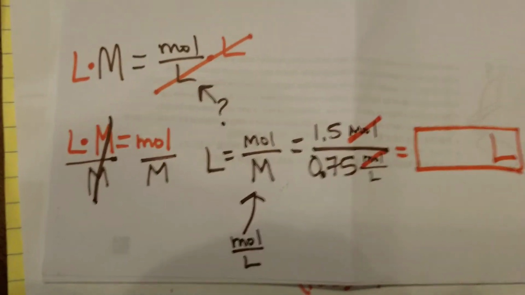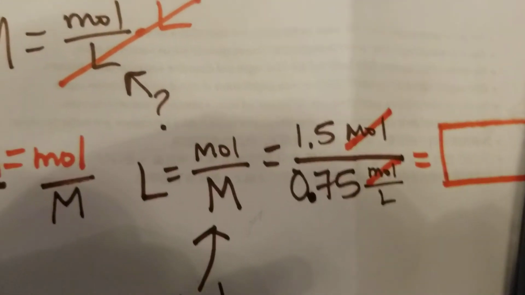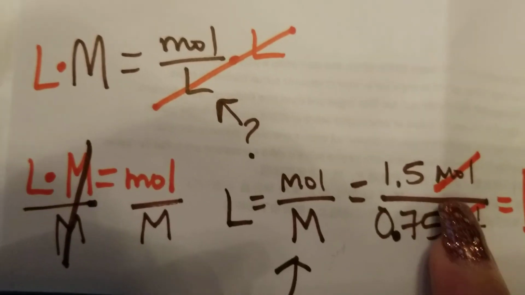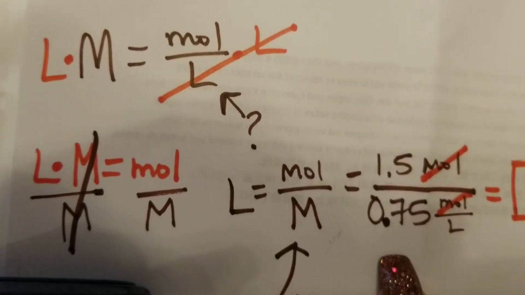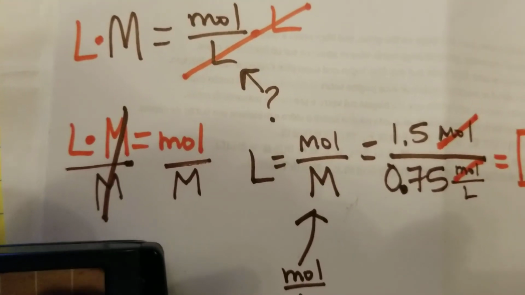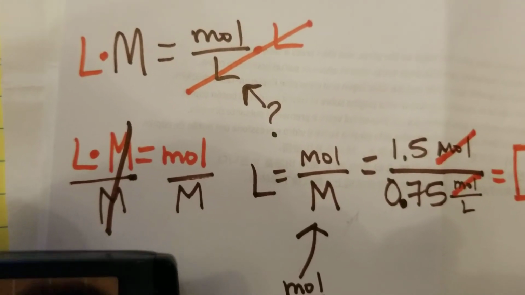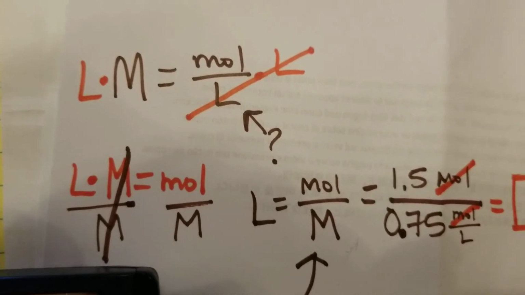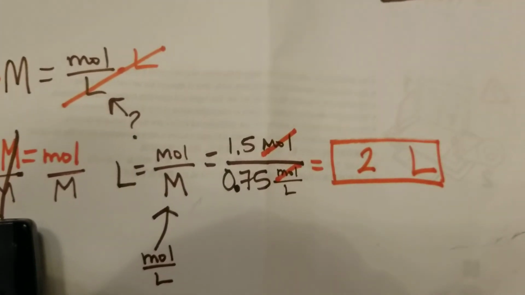We're going to take our calculator and we're going to plug in 1.5 divided by 0.5. And that gives us an answer of 2 liters. That's our answer.